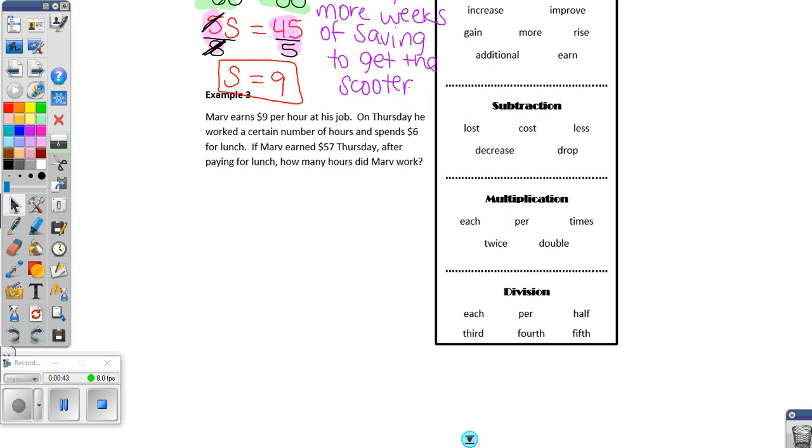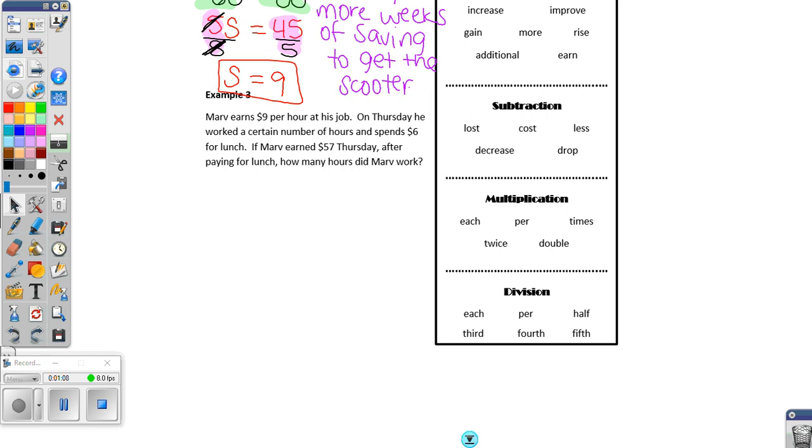So in example 3, it says Marv earns $9 per hour at his job. On Thursday, he worked a certain number of hours and spends $6 for lunch. If Marv earned $57 Thursday, after paying for lunch, how many hours did Marv work? So we're looking to follow the process that was given to us on the first page.